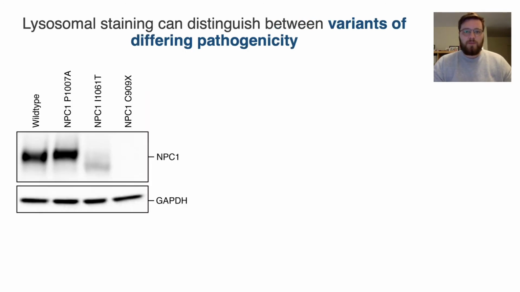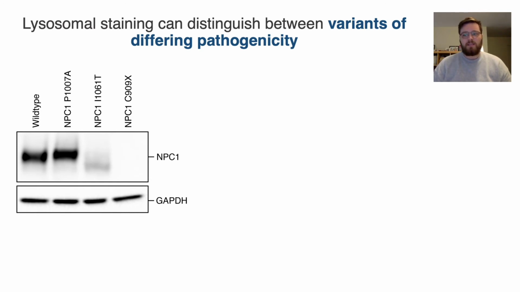And so I'm using this prime editing system. I made a few of those models. The first is the NPC1 P1007A, which is typically associated with a very late and mild disease progression. And the other one is NPC1 I1061T, which is associated with very severe and early disease onset. So I isolated each of these models, and you can tell just by looking at the Western blot here that these mutations have very different impacts on protein expression. P1007A looks relatively indistinguishable from wild type, whereas NPC1 I1061T has reduced protein expression, and it runs at a lower molecular weight than the wild type equivalent.